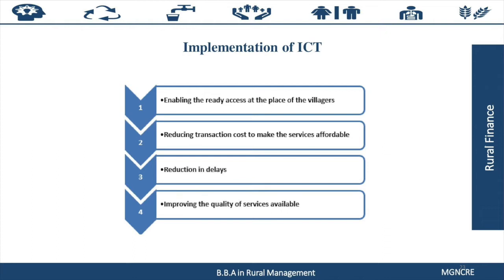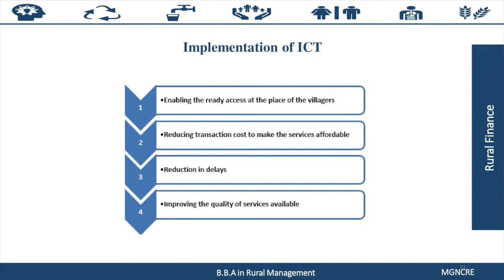Now, once we are implementing the ICT, what are the aspects into which the ICT is working? The first point is enabling ready access at the place of the villages. That is, when villagers come for a loan or for access to credit, it is easily available through the ICT, through the use of internet and mobile banking.